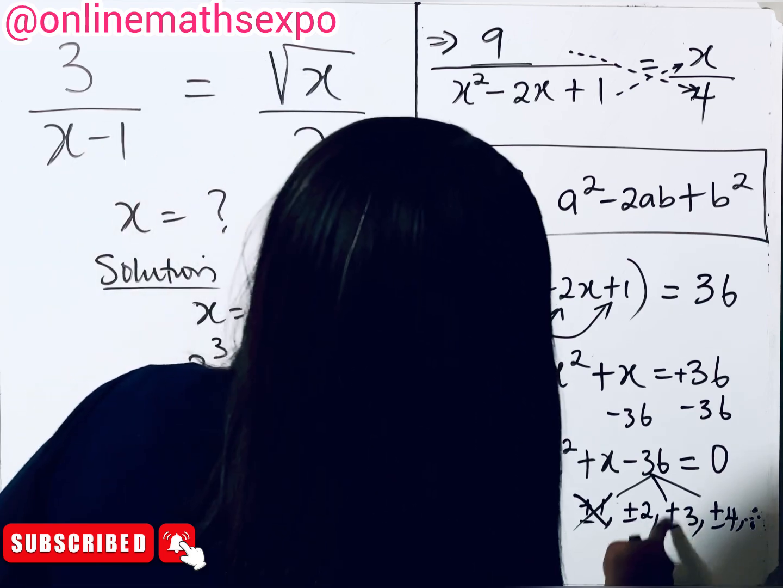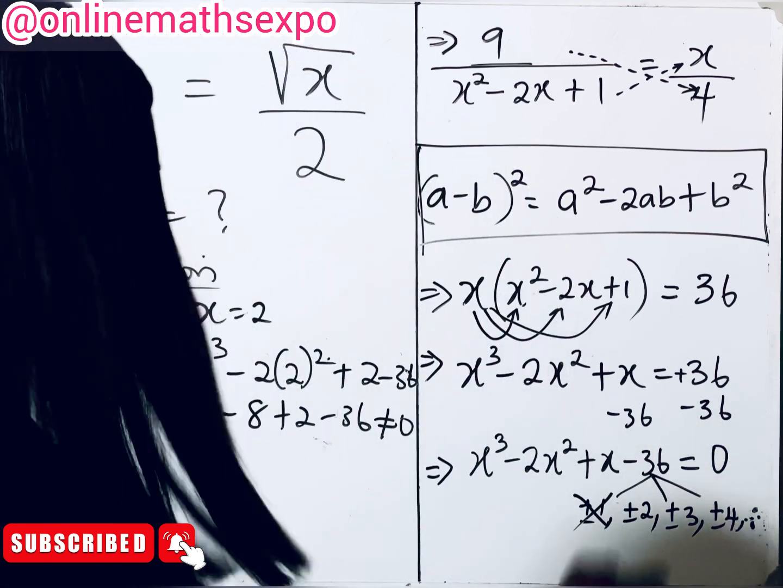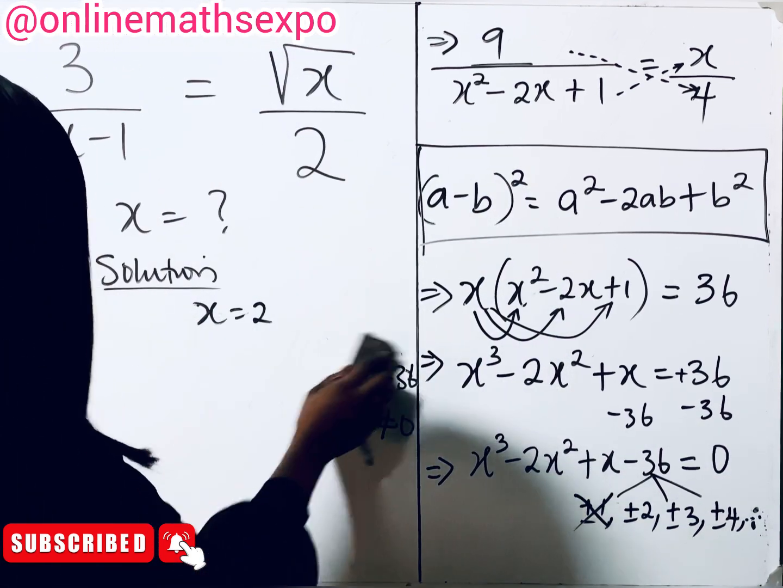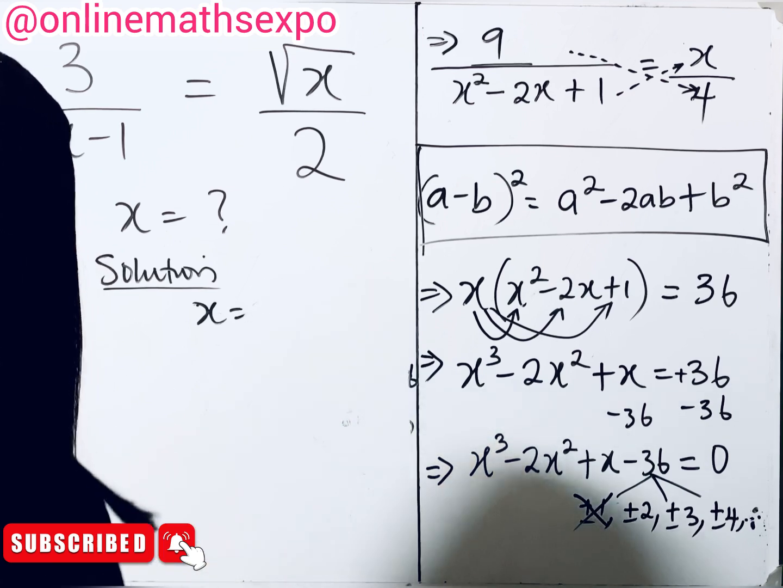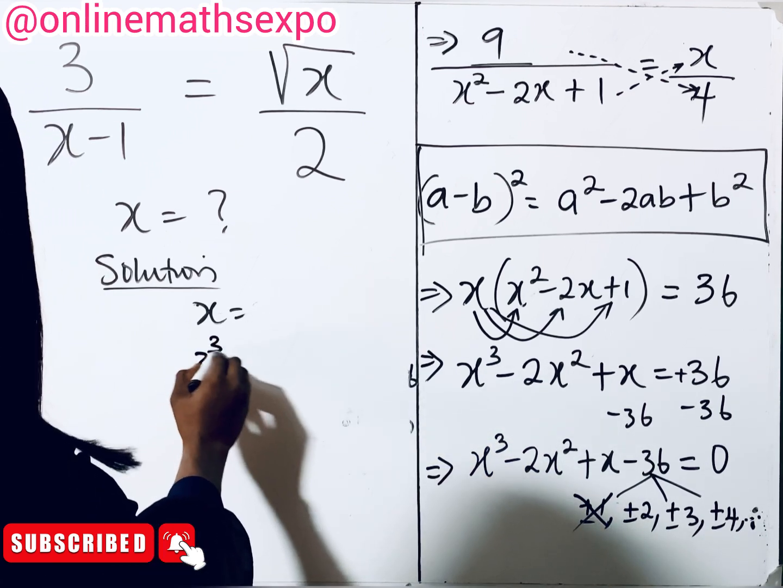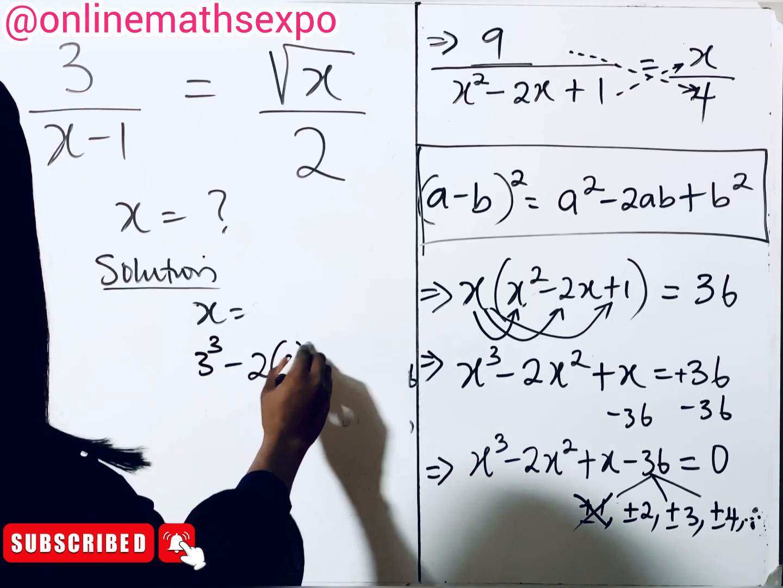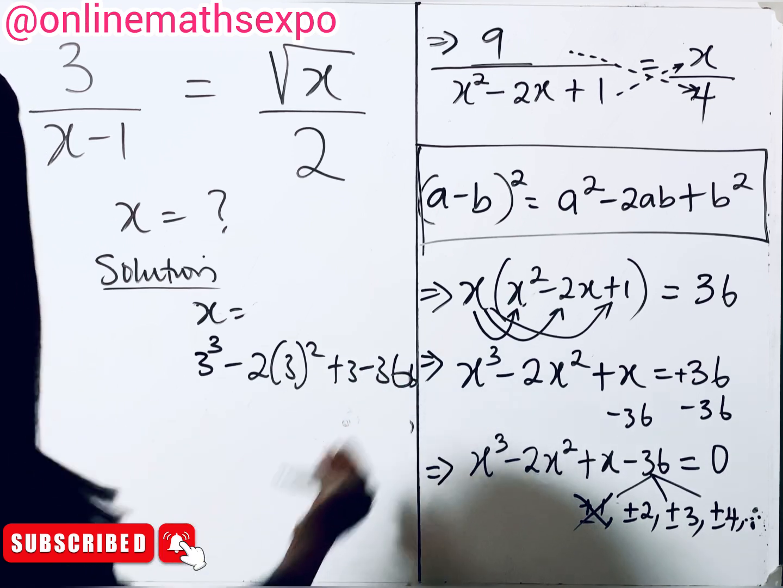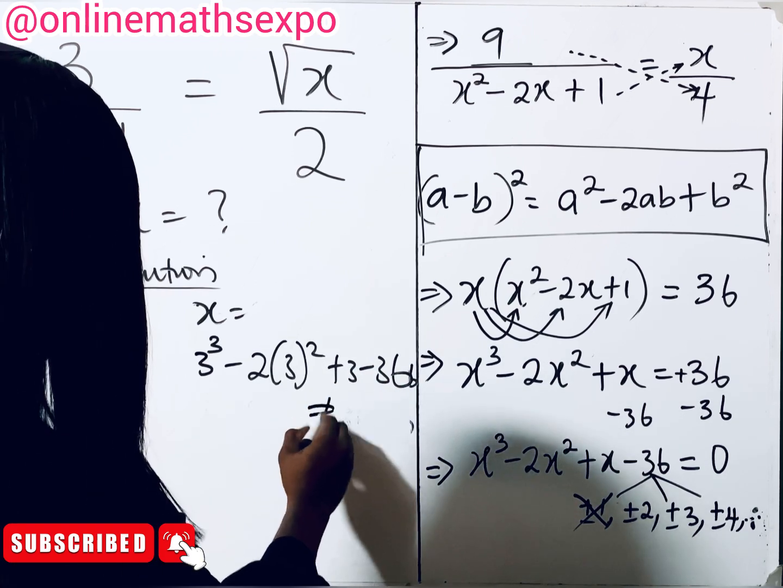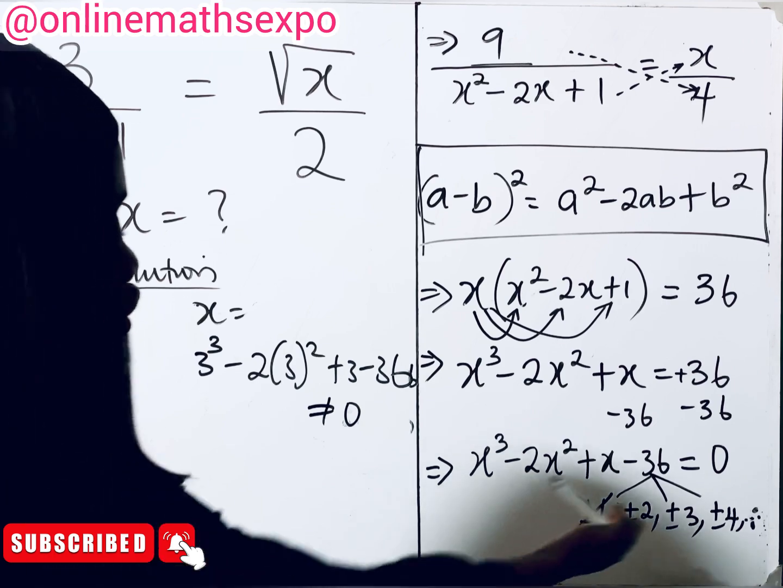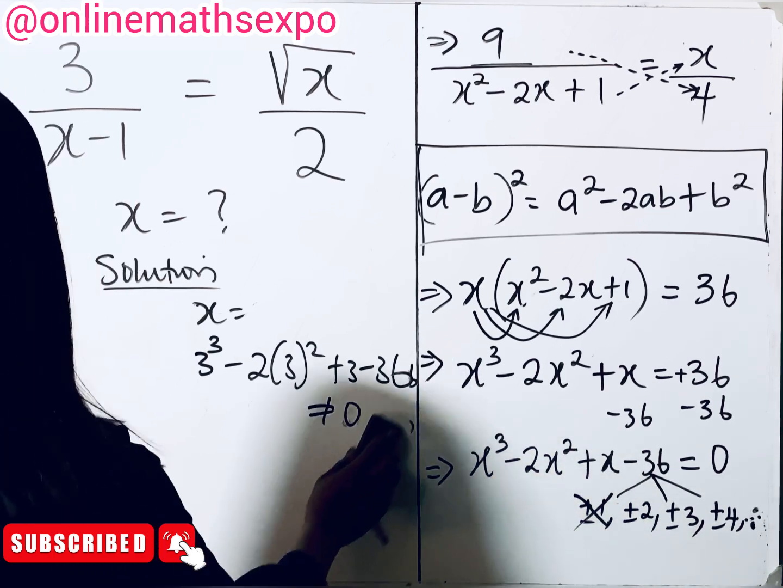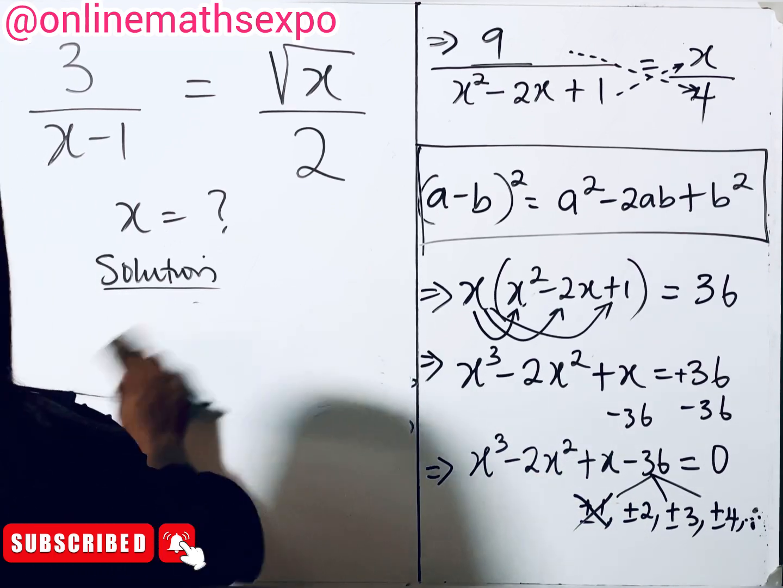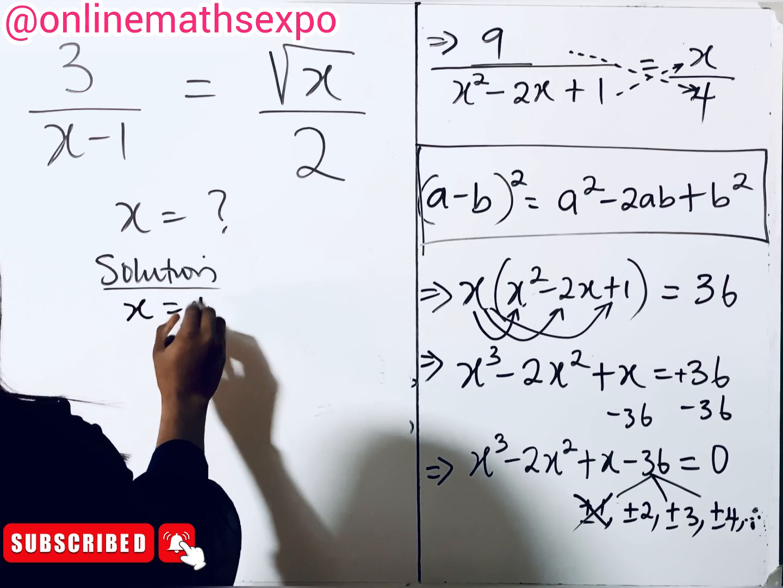Now, we can check for when x is 3. If you put x as 3 here, we are going to have 3 cubed minus 2 into 3 squared plus 3 minus 36. And when you simplify this, it will not be equal to 0. You also try for the negative. So let's check for when x is 4.